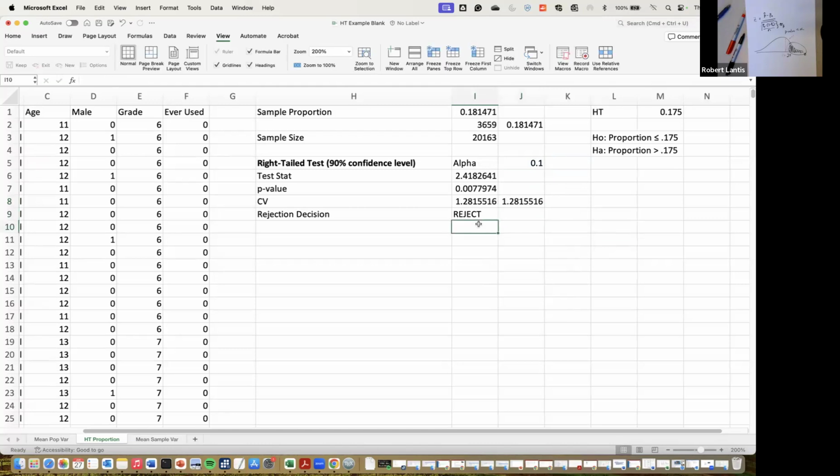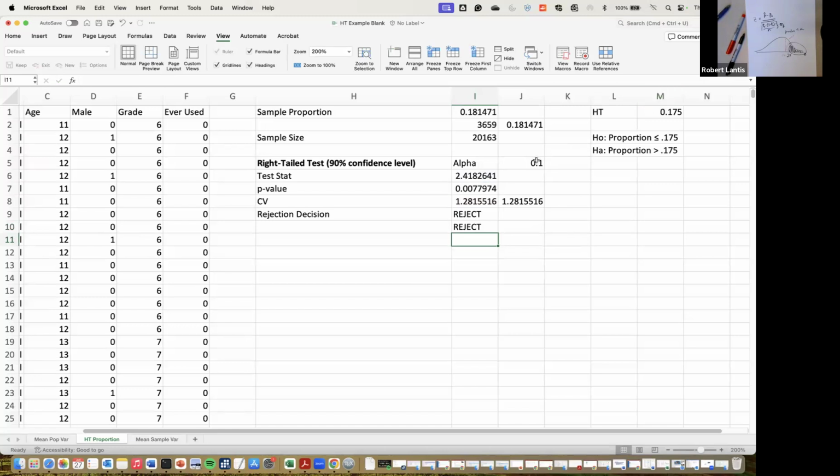Okay. And then here it's a little bit easier because we're looking at a right-tailed test. I don't have to worry about thinking about my absolute value. I just say, is that test statistic greater than my critical value? If it is, put the word reject. If it's not, put the words fail to reject. Okay, hit enter. Should get the same decision.